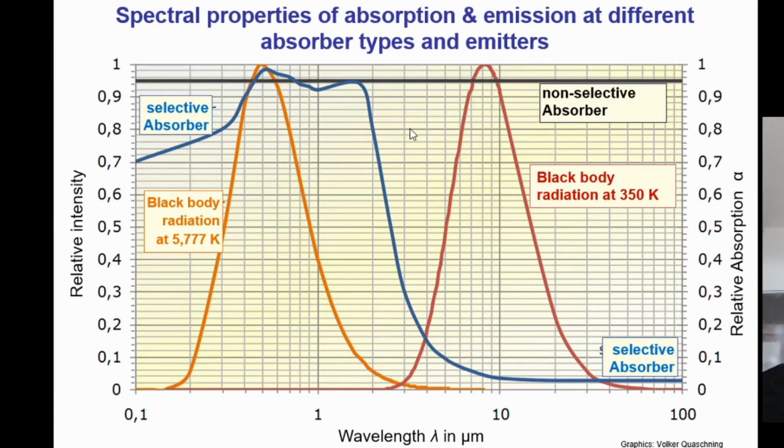We make a so-called selective absorber. That means it has pretty much the same properties in the visible range, where we can absorb all the sun radiance, which goes up to 2 micrometers maybe.